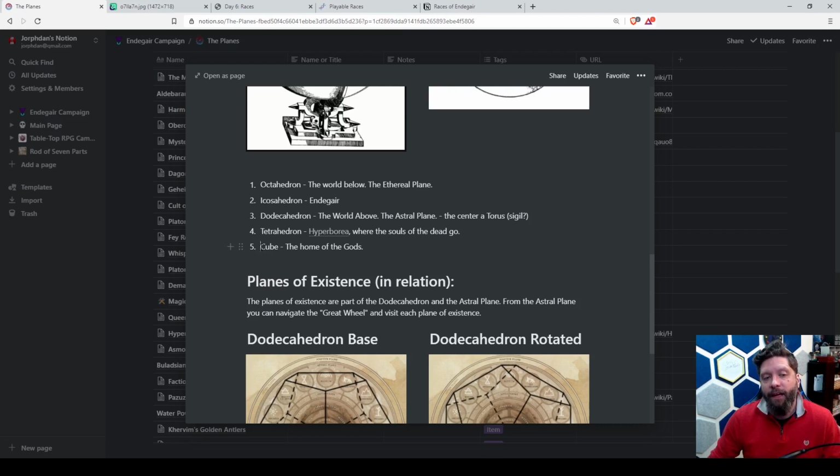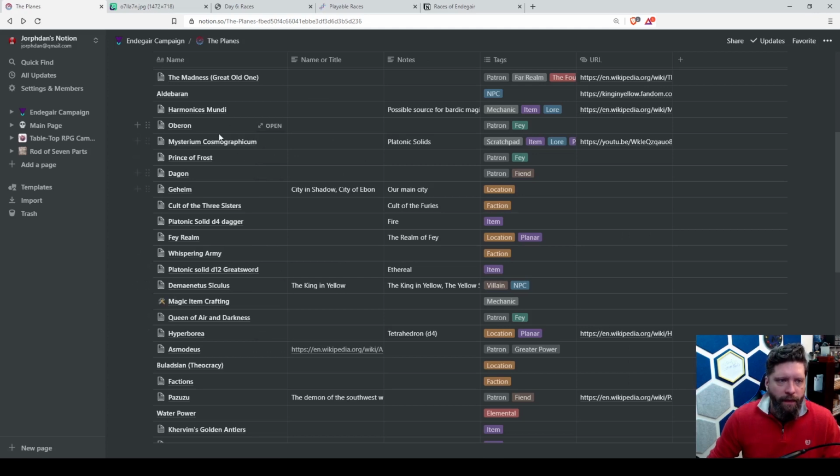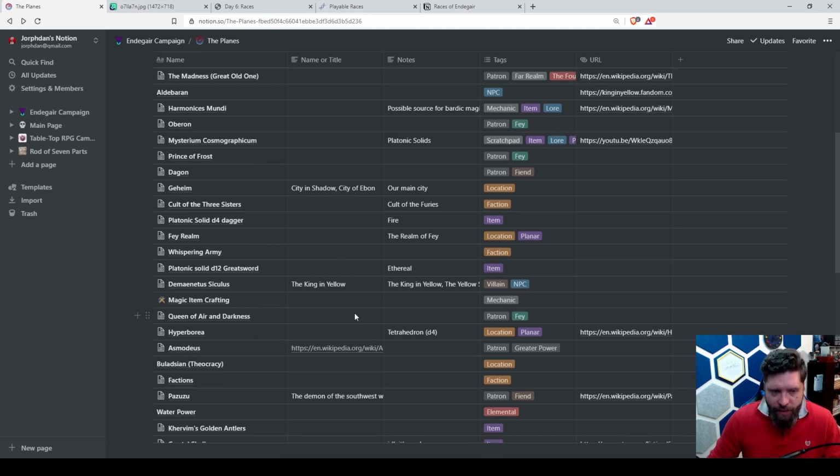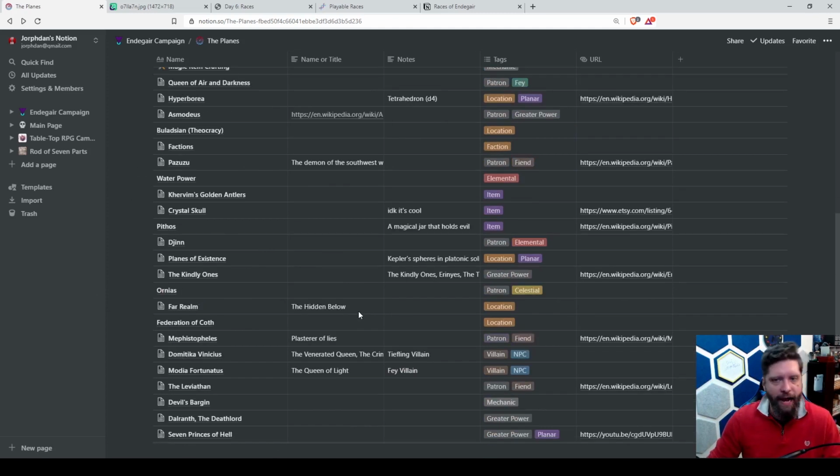And then finally, and I should say the dodecahedron is also where fiends, angels, all of these creatures are from. Now, the final one is a cube, and that is the home of the gods. Nobody's really been there except the gods. And the gods are less direct than they are in something like the Forgotten Realms. But yeah, so that's the Mysterium Cosmographicum, which is kind of explaining these Platonic solids and how they interact with a fourth dimensional universe. And I liked that.